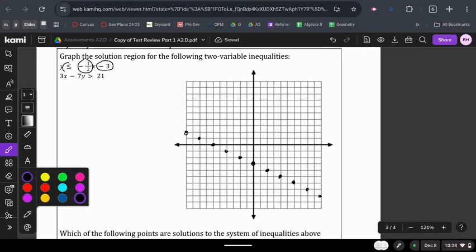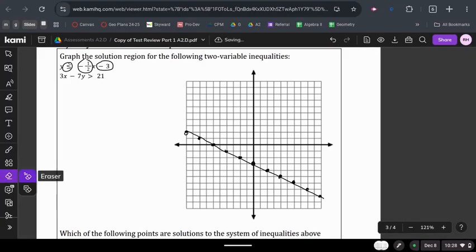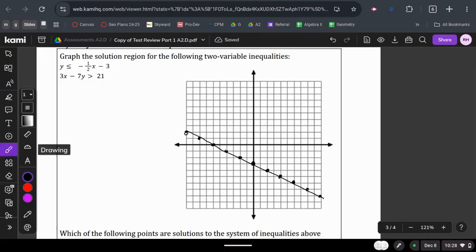And it's a solid line because it's equal to as well. So, boop, boop, boop, boop. Okay, so that's one line. I'm also going to graph the second line, and I'm just going to change that to a red though, -3x.